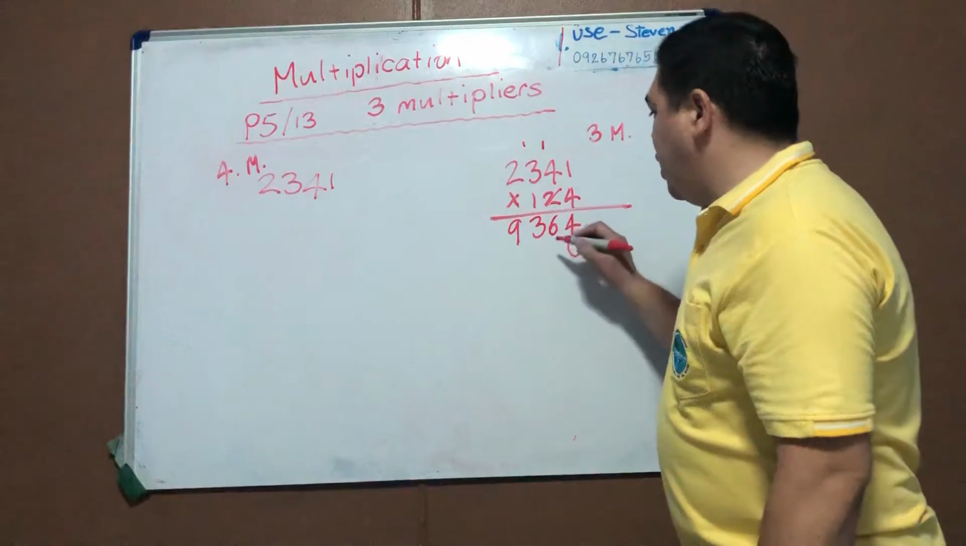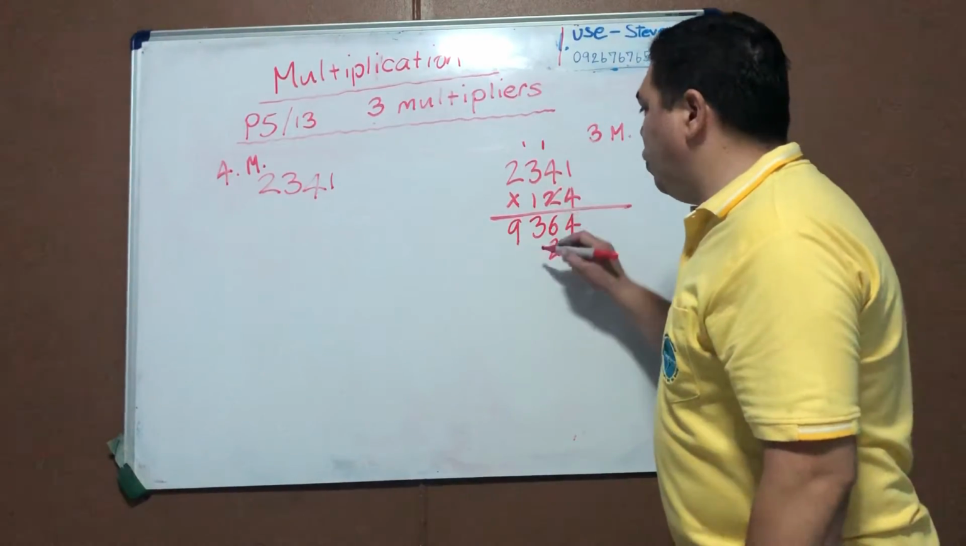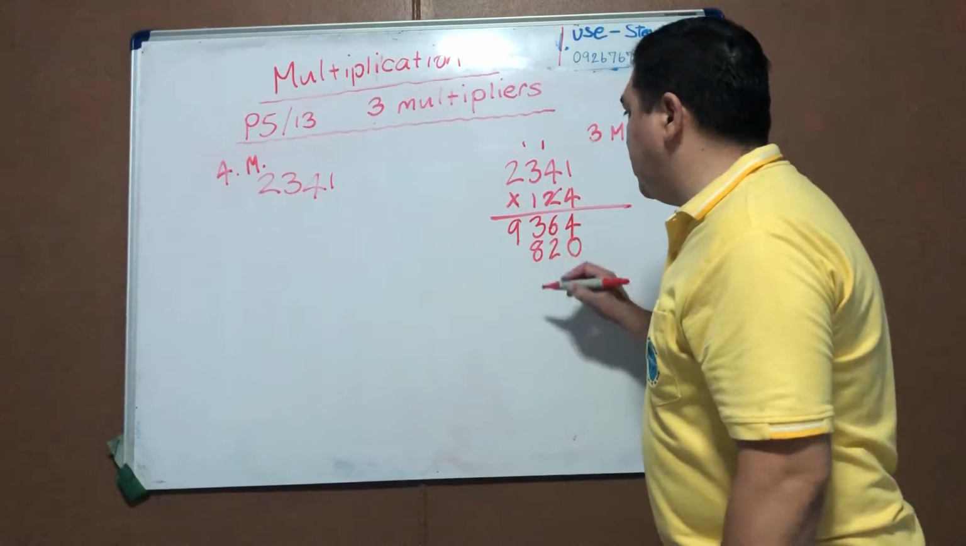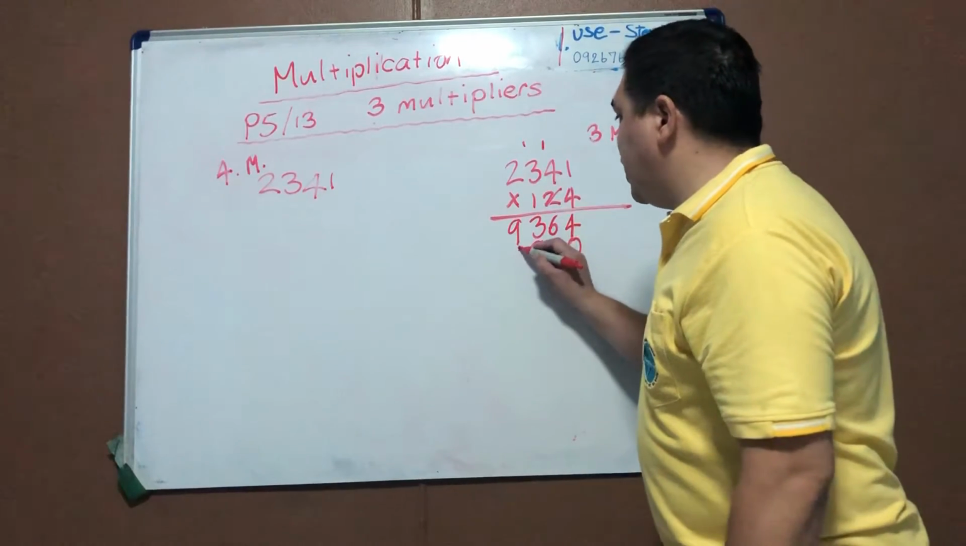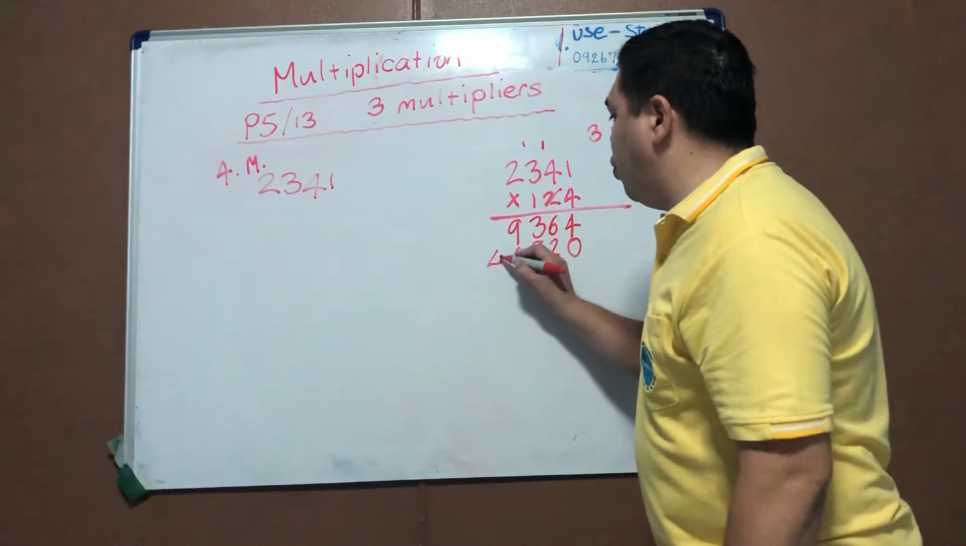2 times 1 is 2. Again in a straight line. 2 times 4 is 8. 2 times 3 is 6. And 2 times 2 is 4.